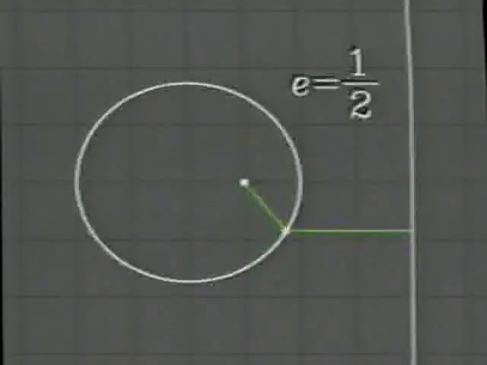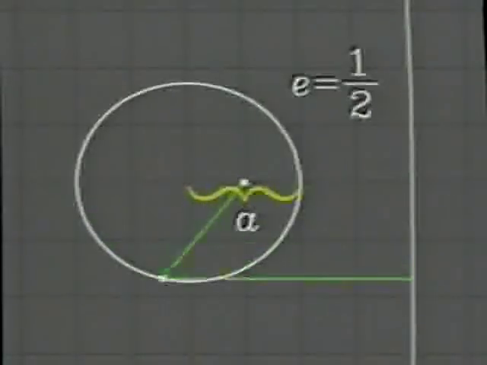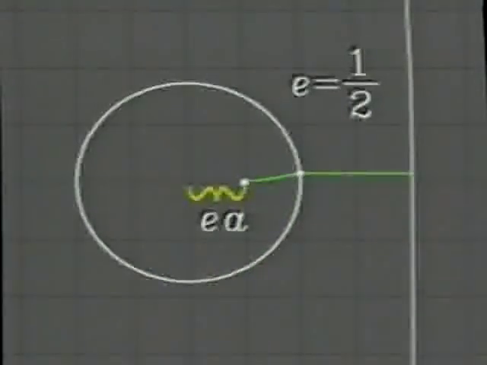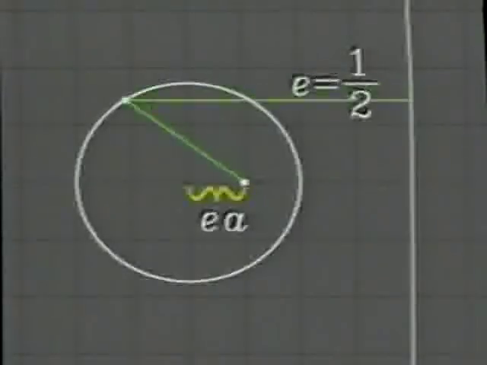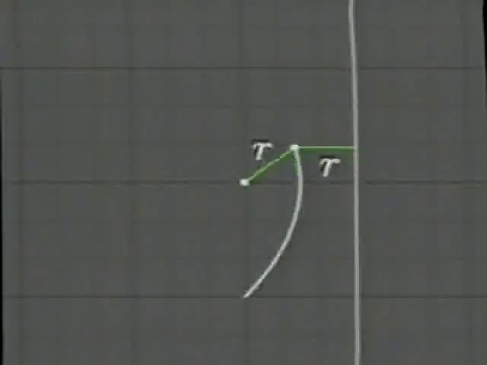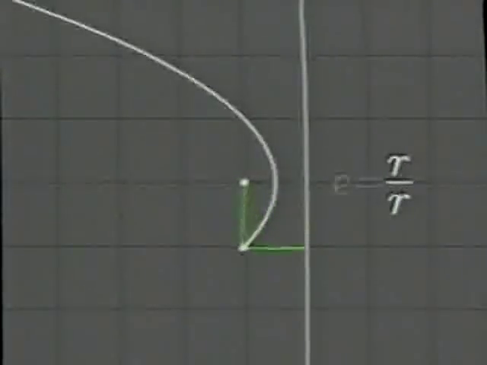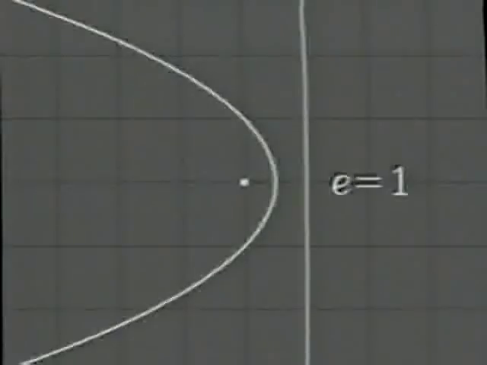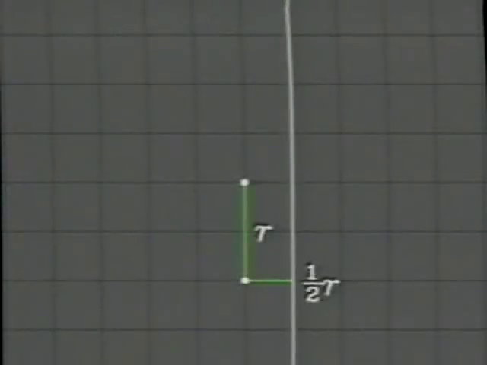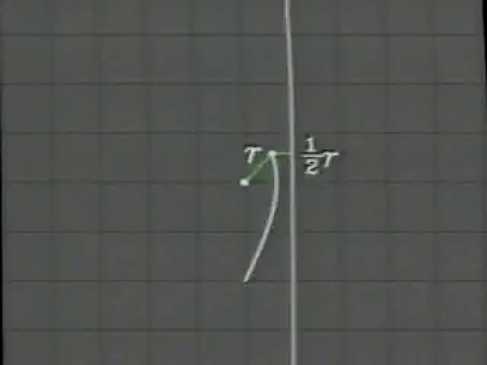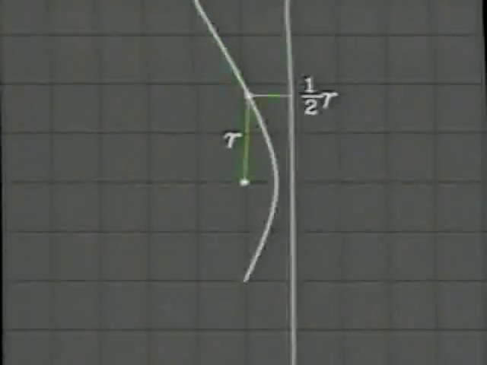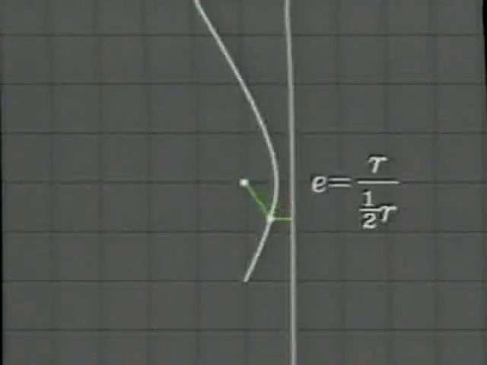For the ellipse, this ratio is smaller than 1 and shows how far this focus is off-center. If the two distances are equal, the result is a parabola, a conic section with eccentricity equal to 1. If the point is closer to the directrix, the result is a hyperbola with eccentricity greater than 1.